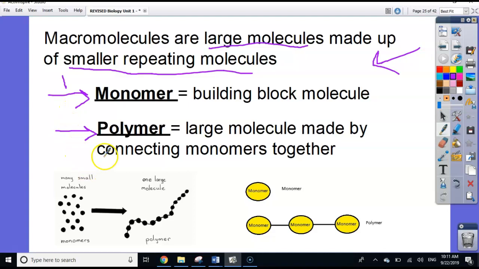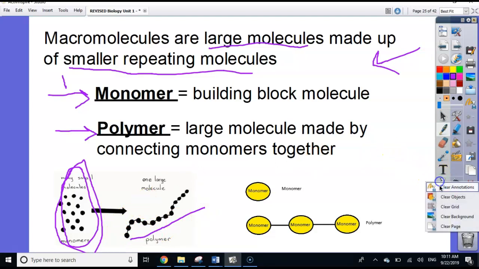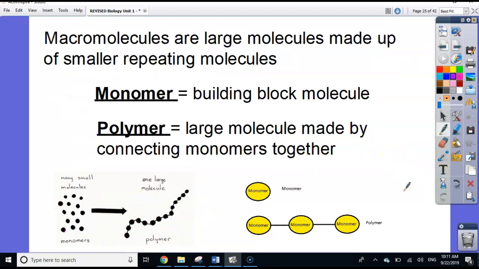We can also use an example of beads, okay? Beads are the monomers. They're the building blocks. If we put them all together on a string, we make a necklace. A necklace is going to be the polymer, okay? So basically all I'm trying to say is these big molecules like carbohydrates, lipids, proteins, nucleic acids, they're made up of smaller things that we can identify, okay? And I'm going to have you practice identifying those in a second.